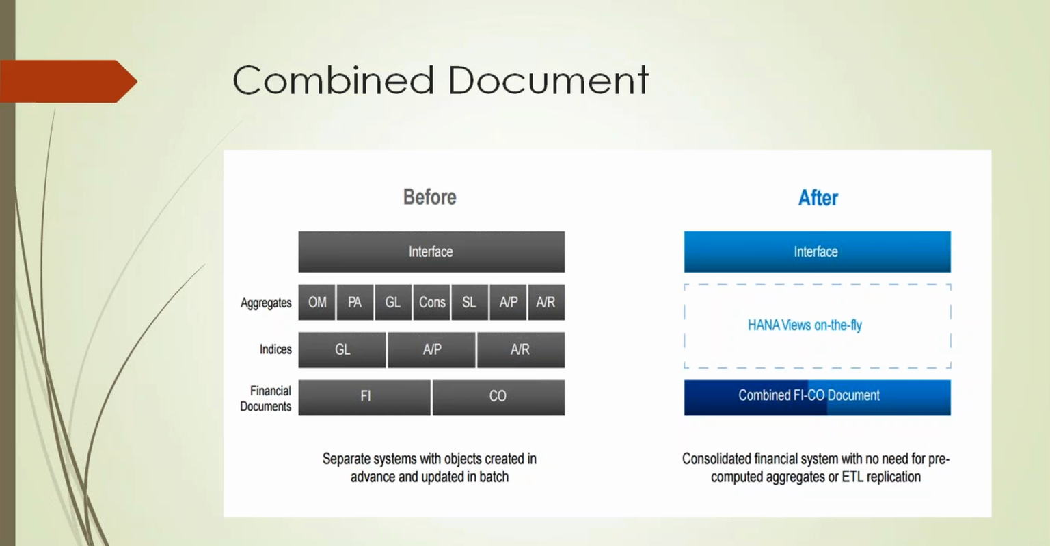What will happen now is it will be a combined FICO document, because the cost element has been added to the GL itself. So both are combined now. You don't need a separate document for FI and a separate document for CO. And the tables, as I told you, the indices and aggregates, are not required anymore, because the aggregates, totals, and indices can be computed on the fly.